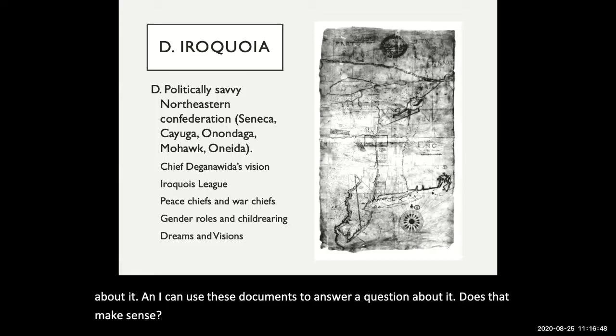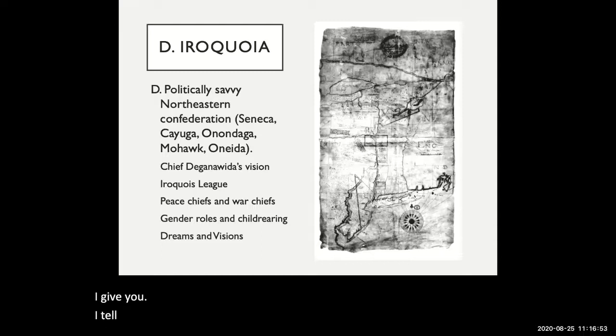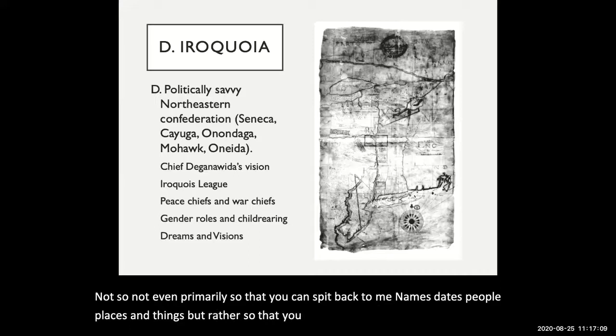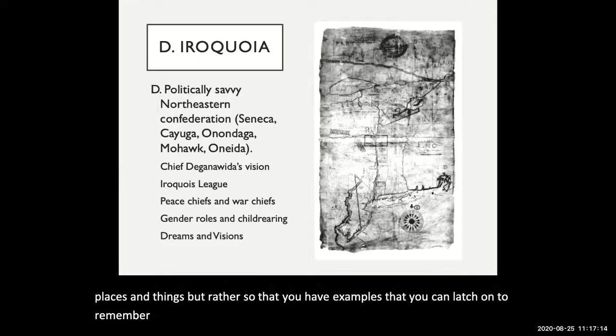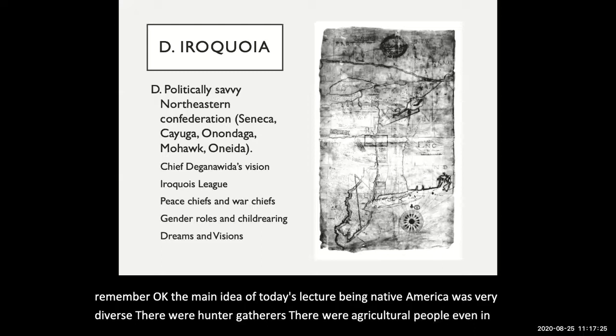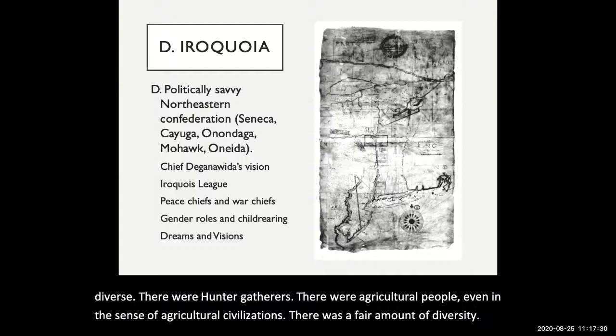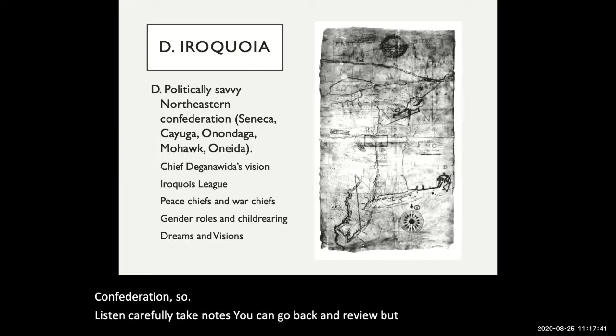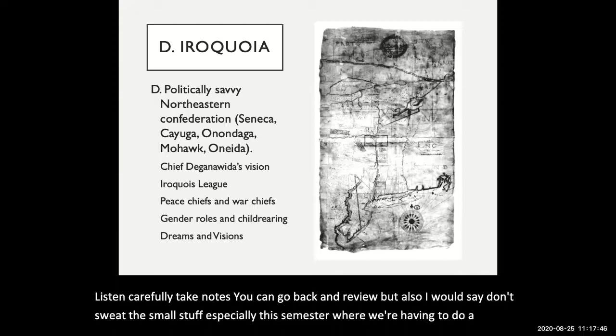No, I tell you these stories about how it was back then not even primarily so that you can spit back to me names, dates, people, places, and things, but rather so that you have examples that you can latch on to, remember, okay, the main idea of today's lecture being Native America was very diverse. There were hunter-gatherers, there were agricultural people. Even in the sense of agricultural civilizations, there was a fair amount of diversity. You had something that was almost like the Roman Empire in the Iroquois Confederation. So listen carefully, take notes, you can go back and review, but also I would say don't sweat the small stuff, especially this semester where we're having to do a little different testing than I normally do.